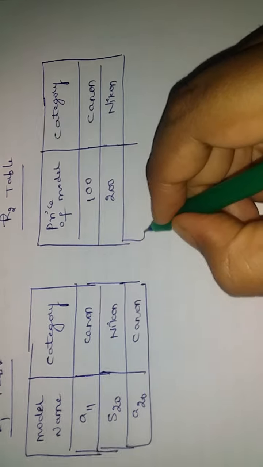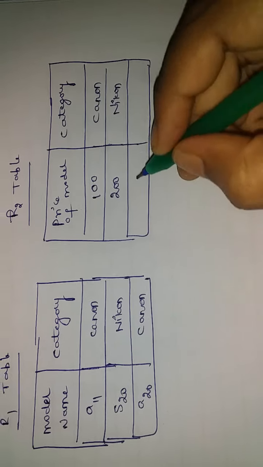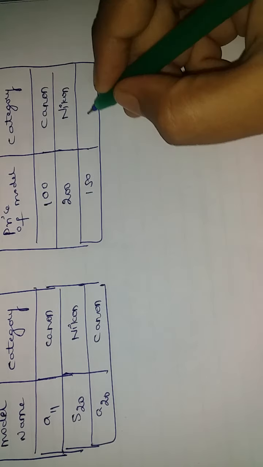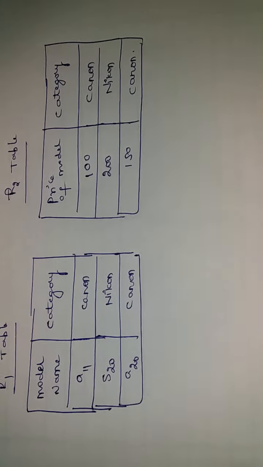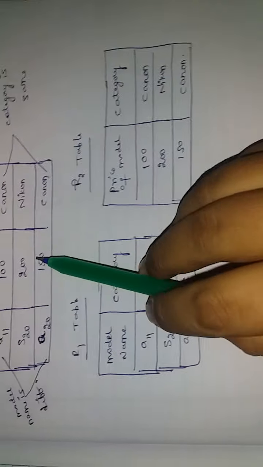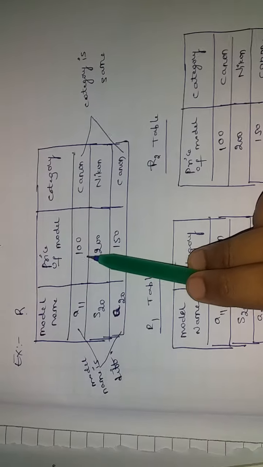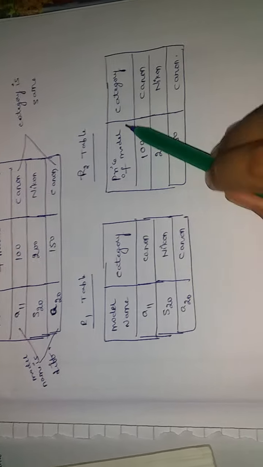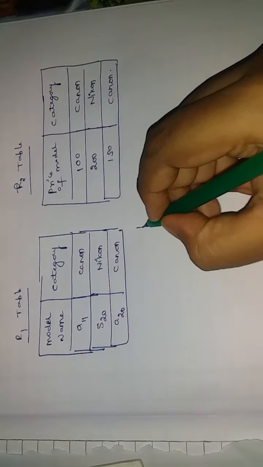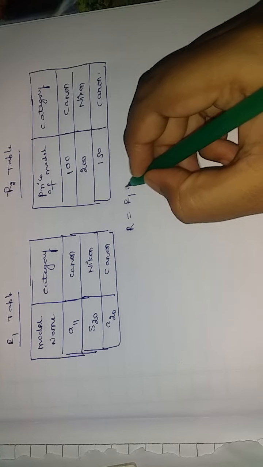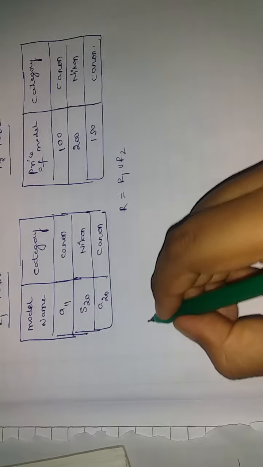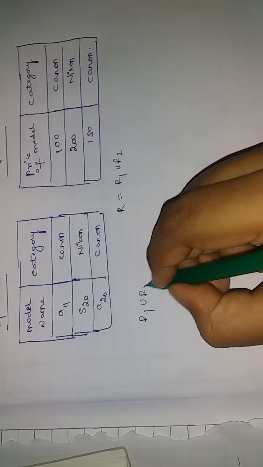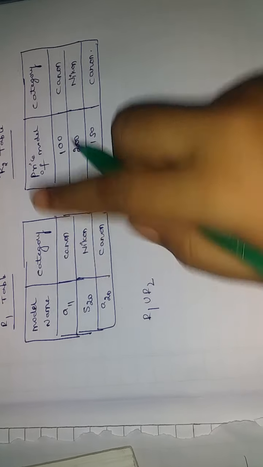200 is Nikon, and 150 is Canon. Okay, here this is our original table. We have to divide it into two tables, R1 table and R2 table. Our concept is R is equal to R1 union R2. We have to do R1 union R2. Here R1 table combines with R2 table.